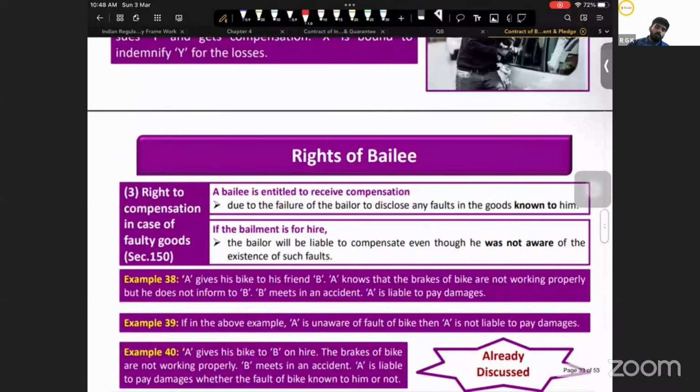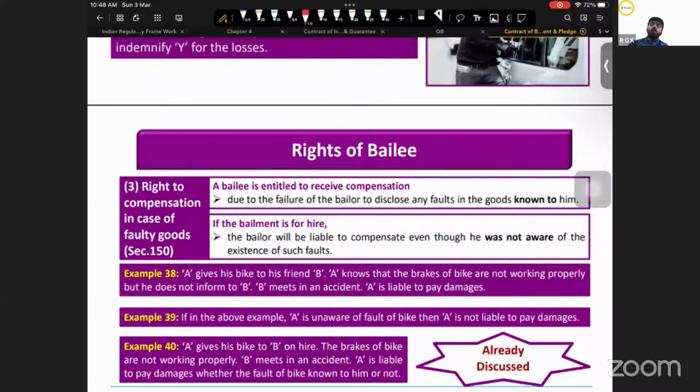Next, right to compensation in case of faulty goods. We have already discussed gratuitous bailment, non-gratuitous bailment, fault, disclosure of fault, everything. The same thing, we are writing it as a right. A bailee is entitled to receive compensation due to failure of the bailer to disclose any faults in the goods known to him. This is in case of both gratuitous as well as non-gratuitous bailment.